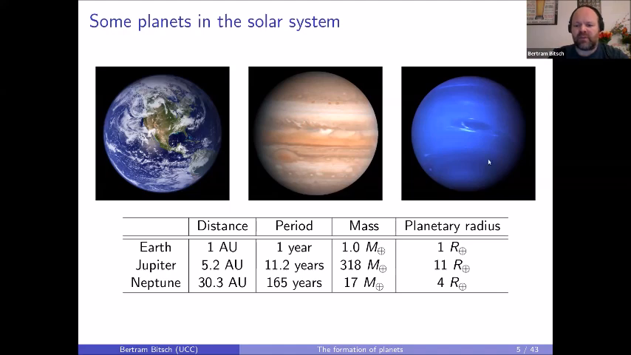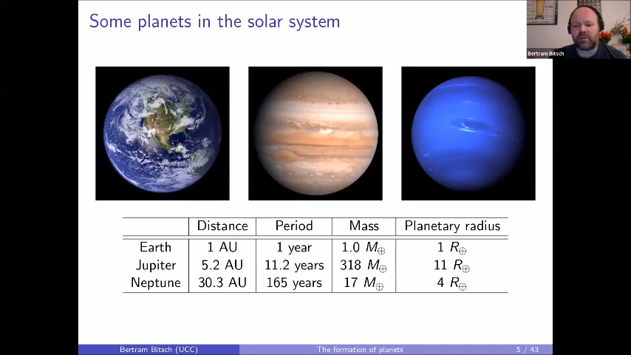In contrast, we have the ice giants like Neptune and Uranus in our own solar system. They're around 15 to 20-ish Earth masses, around 4 times the radius of the Earth. And we call them ice giants because they presumably contain a lot of ice. In this case, not only water ice, but also, for example, frozen methane or CO2 that freezes out at even lower temperatures.